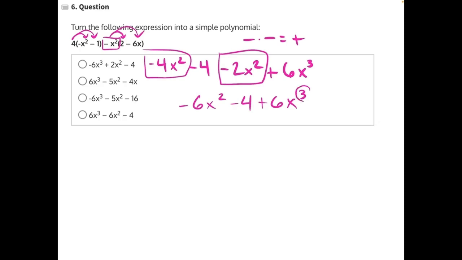So we have our highest exponent value of 3, so 6x cubed goes first. Then our next highest value is squared, so minus 6x squared. And then we have our constant, which has no exponent value, minus 4, which also matches answer choice D.